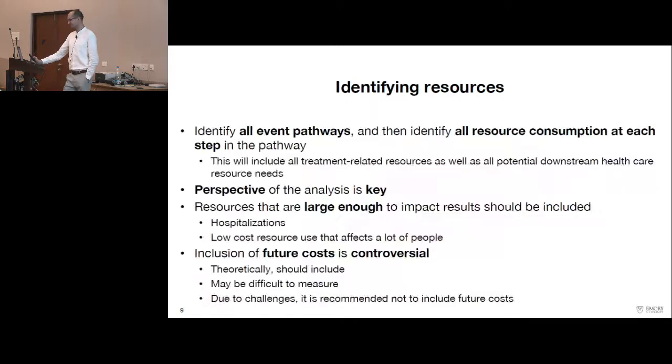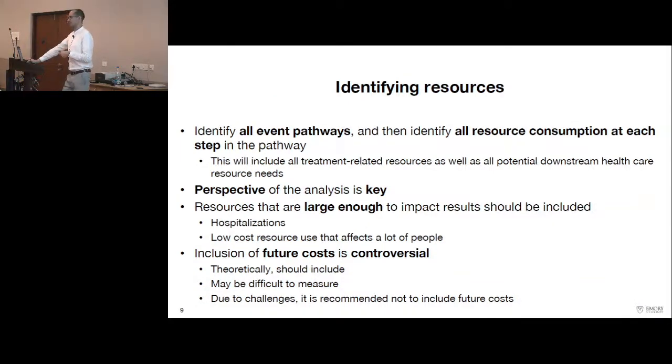All right. So, more about identifying resources. Again, depending on the particular condition, depending on the particular intervention, think about all the event pathways. When you're developing, for example, the decision tree or the Markov model, the bubble diagram, that will help guide you. You're already doing that. You're identifying all the pathways that patients can take, and all the costs they can incur along the way.